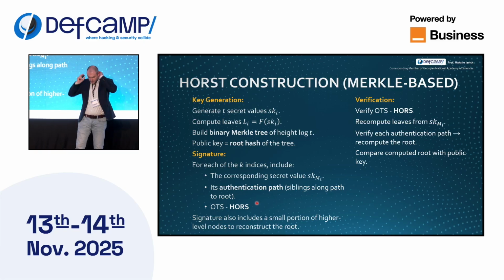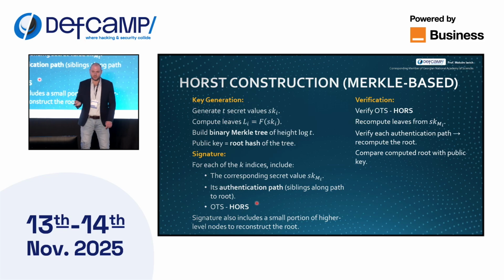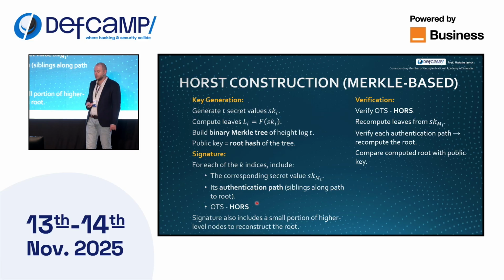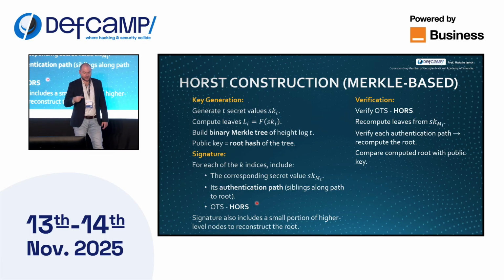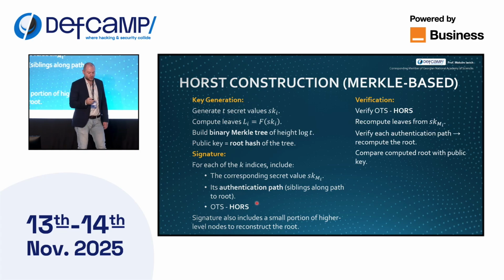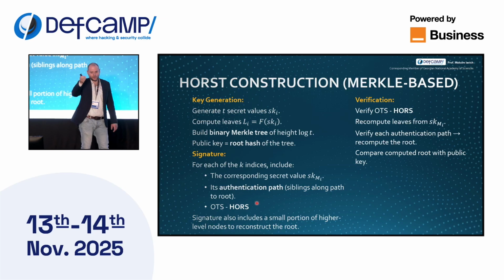Before what we do, let us see how it works. They generate secret keys. They compute verification keys, and afterwards the corresponding leaves of the tree. They go up the tree, compute the root, and they calculate a one-time signature using HORST. For verification, they verify the HORST-based one-time signature, and afterwards they go up the tree and verify the public key.